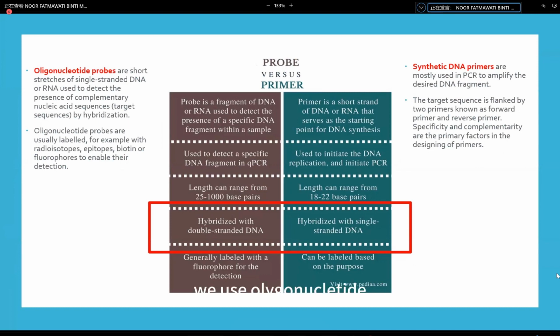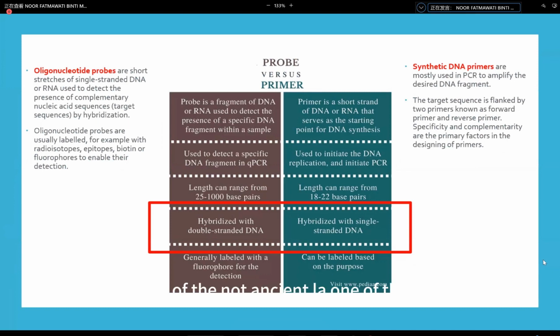We use oligonucleotides. There are two types: probe and also primer. You know primer for PCR, right? They are oligonucleotides. The sequence is complementary to somewhere in your target sequence, right? Remember? So it is similar to RNA.